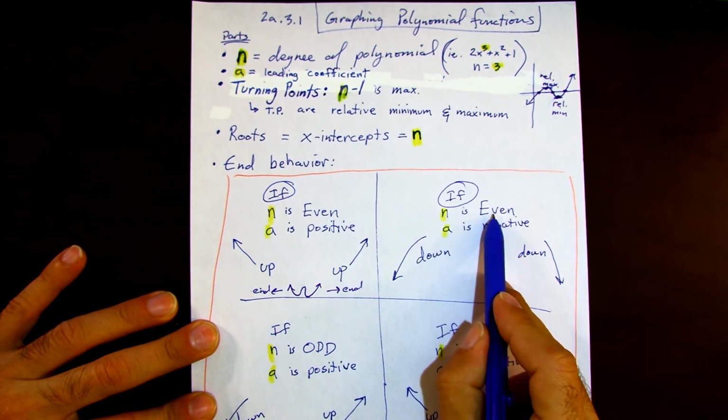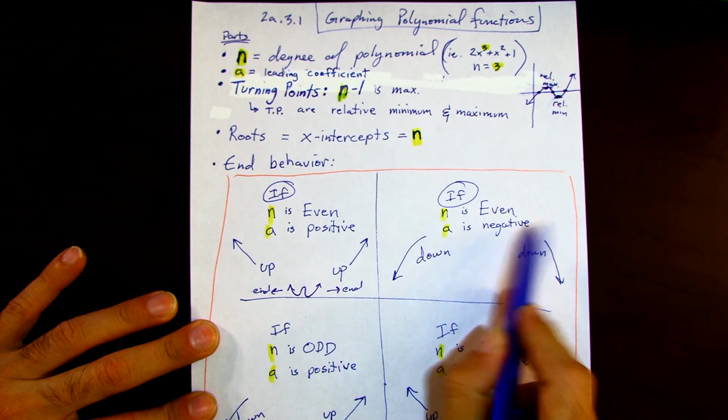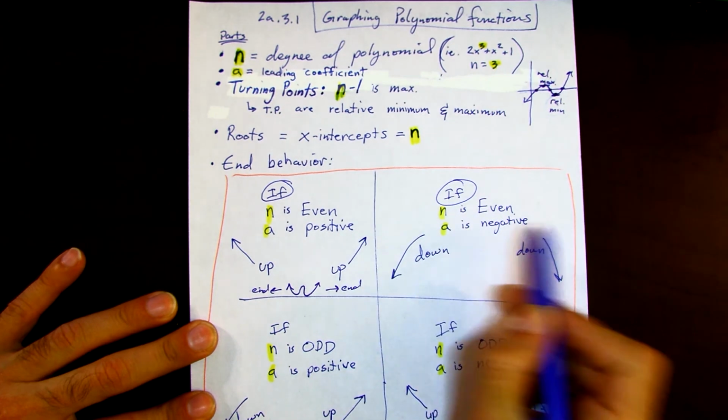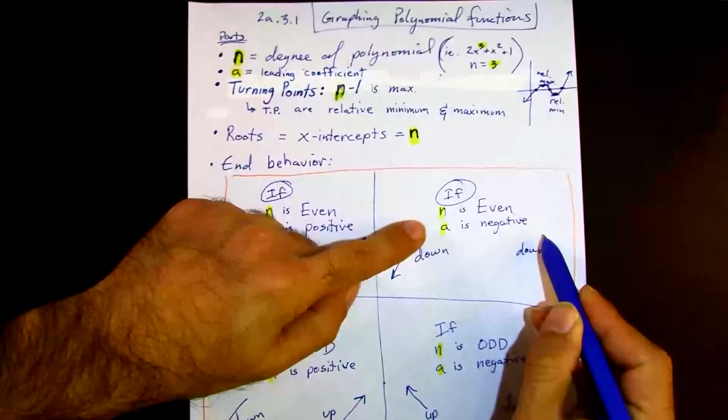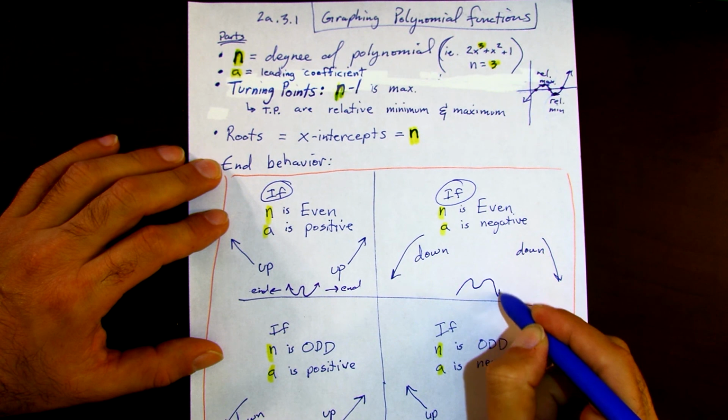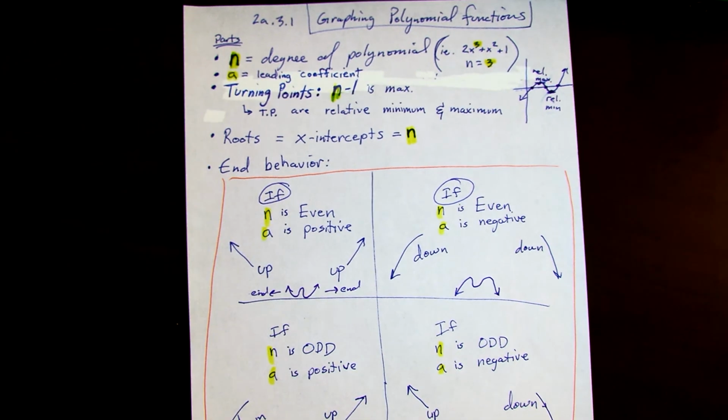All right. So the end behavior for this one, if n is even, and a is negative. I don't expect you to memorize all these things. It's a map, so you're going to be given the map, but you've got to know where and how to use it. If n is even, a is negative, then both end behaviors are going down. So it might look like, instead of the other one, it might look like that, right? Both are going down.